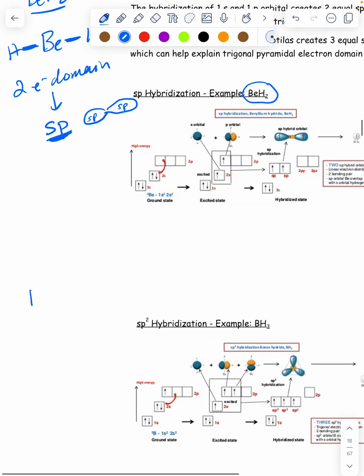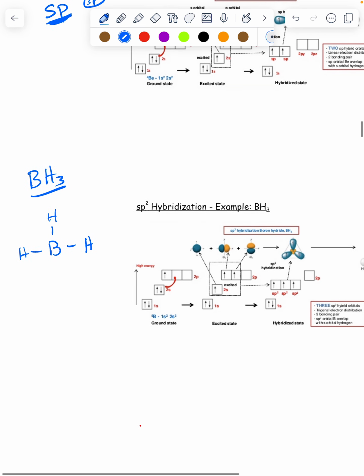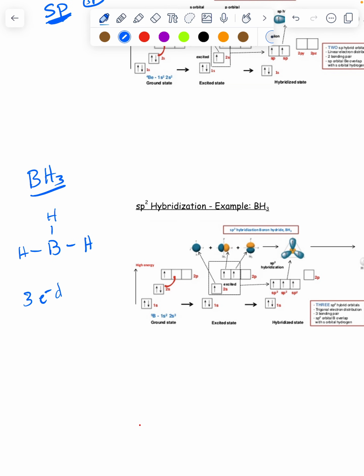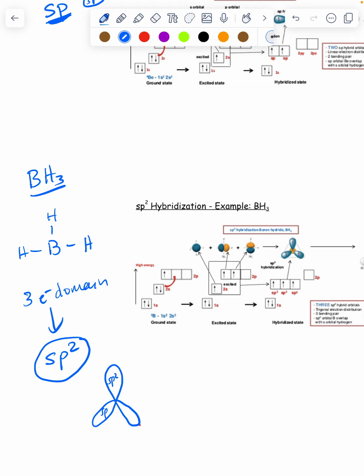With BH3 or BF3, another incomplete octet example, we draw this out and I get 3 bonds, 3 electron domains. And as soon as I know that there are 3 electron domains, I'm going to associate that with sp2: 1 s orbital and 2 p orbitals, 3 orbitals that are all equal, will be called sp2 orbitals. And 3 even orbitals will spread out in a trigonal planar shape. So these are what sp2 orbitals look like.